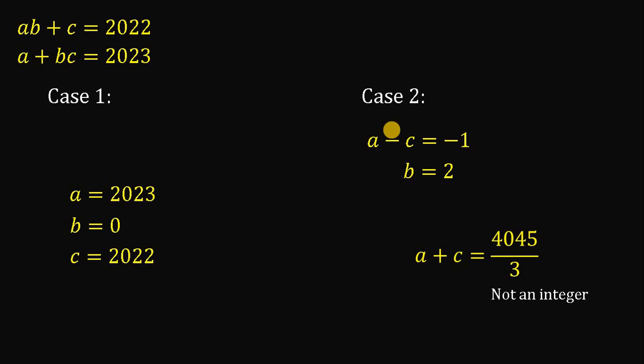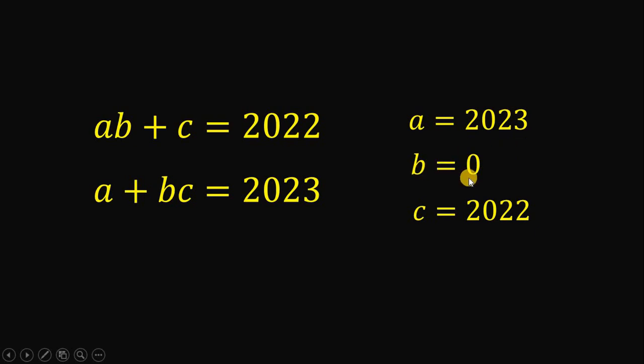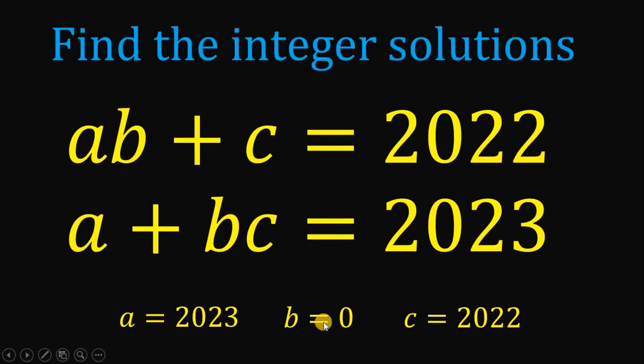Therefore, the only possible solution in this question must be A equals 2023, B equals 0, and C equals 2022. Therefore, our answer to this question is 2023, 0, and 2022. And as always, we are done.